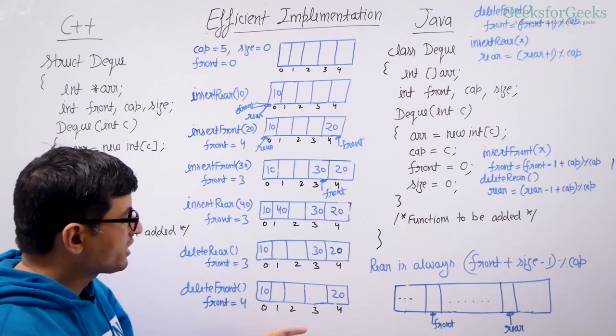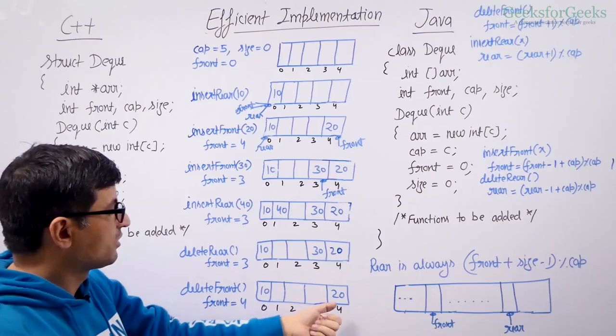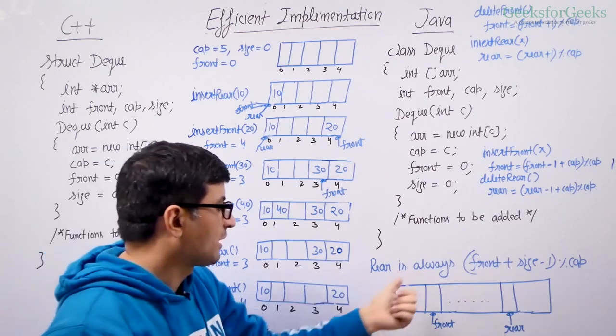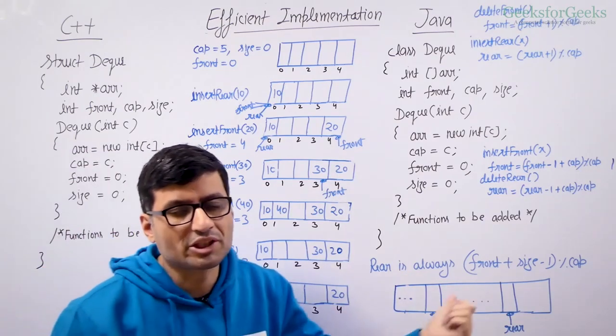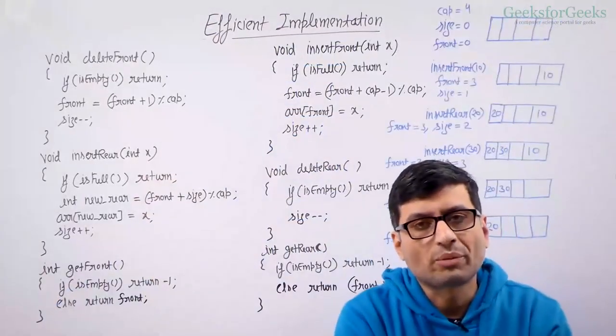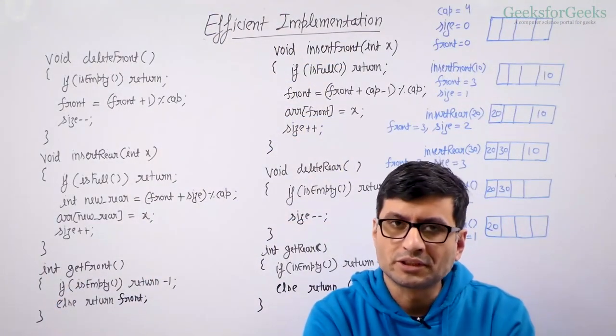And you can still notice front is here, rear is here. So front plus size minus 1 modulo capacity is rear. Still we have this expression being followed. Let us now talk about implementation of these 6 functions.